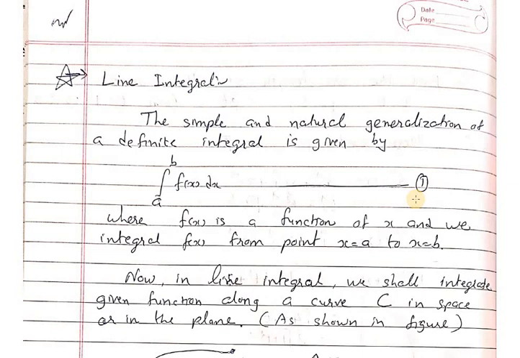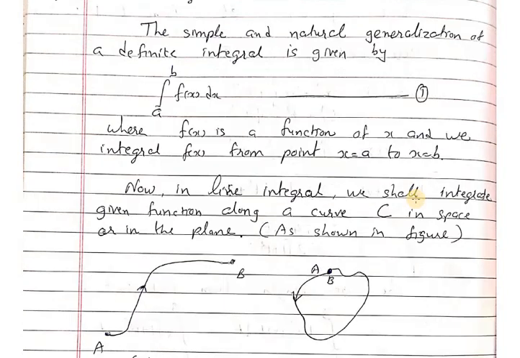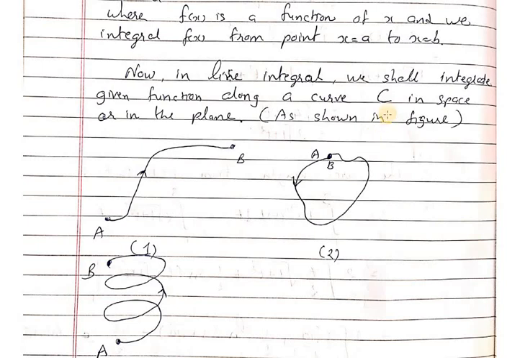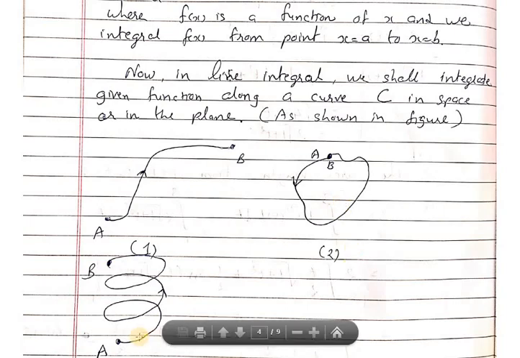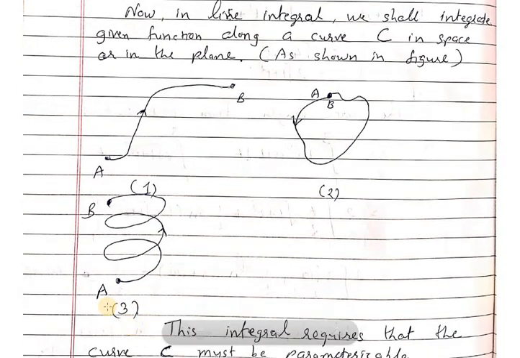Instead of that, in the line integration, we are going to integrate the given function along the curve C in the space or in a plane. Now it may happen that your curve is in 2 dimensions like figure 1 or figure 2, or it is in 3 dimensions as shown in figure 3. So it is not necessary that the given curve is always 2D.